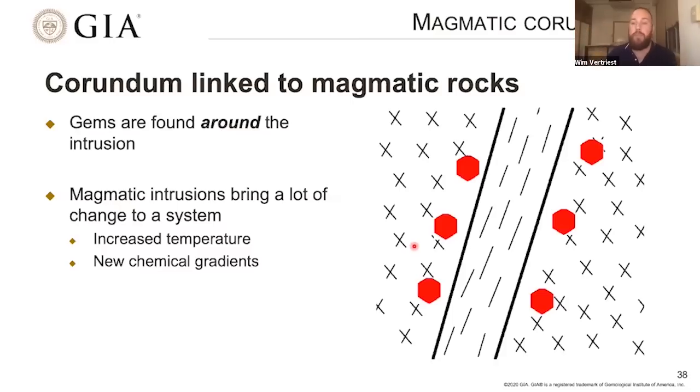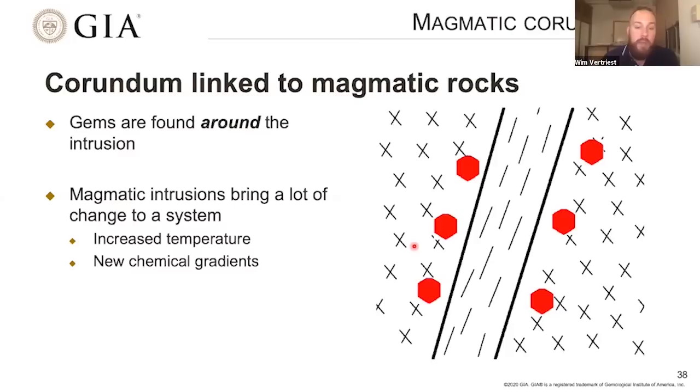So that increased temperature, think back to what is necessary for growing a mineral. Maybe you already had the right ingredients, all the elements were there. There's no silica, there's a lot of aluminum, there's a little bit of chromium, but you just don't have your oven hot enough. You don't have the right conditions. And maybe that magmatic intrusion provides that extra heat, that extra push to grow your corundum crystals.